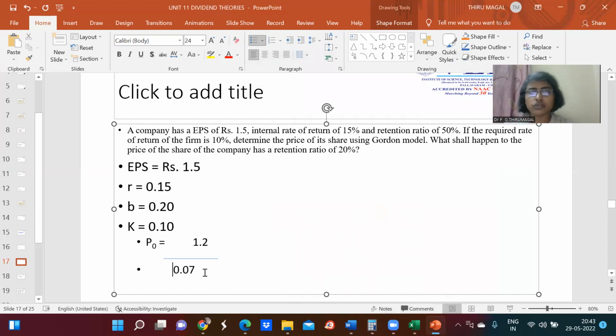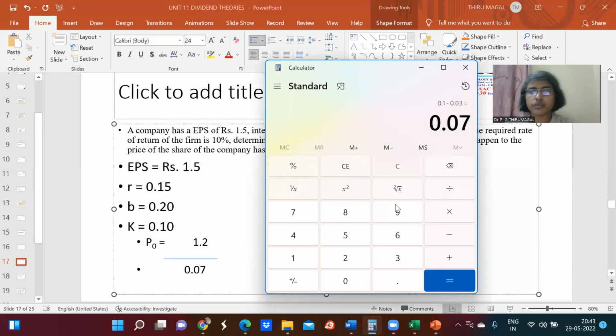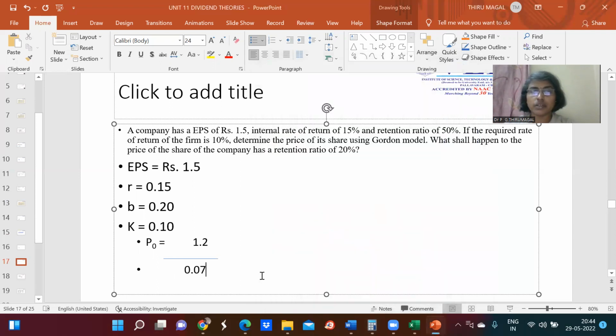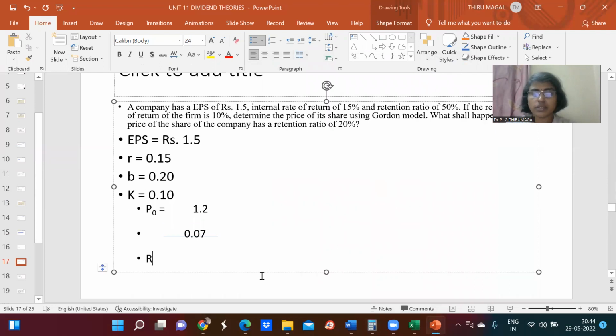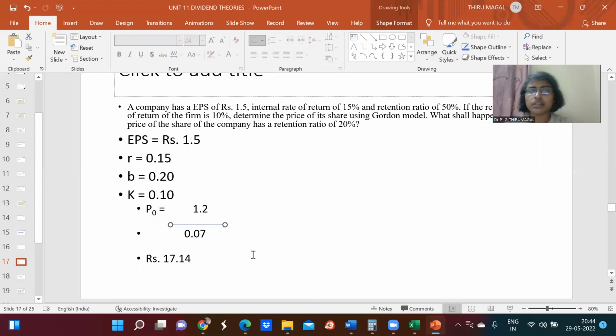Now we'll divide these two. 1.2 divided by 0.07. The value is 17.14 rupees. 17.14. So the share price has decreased.